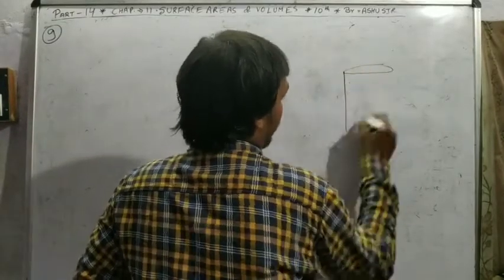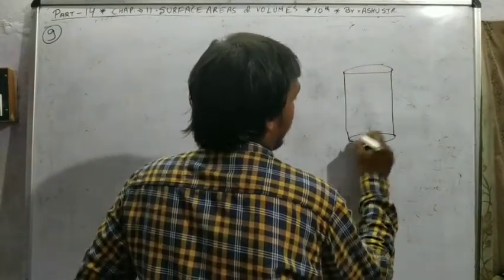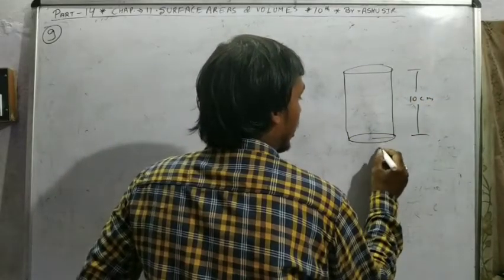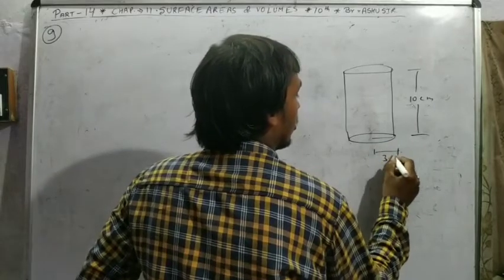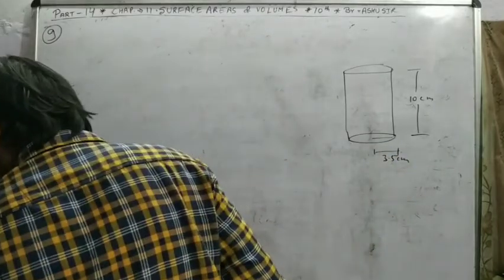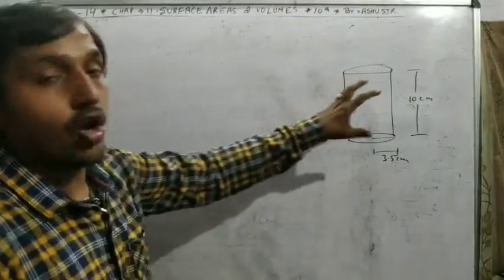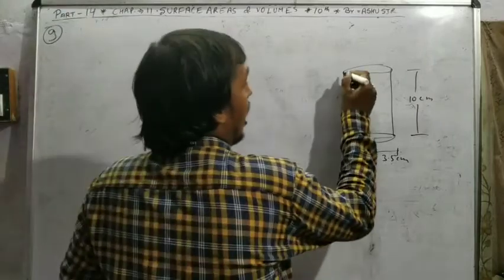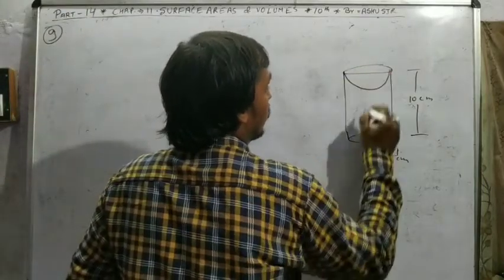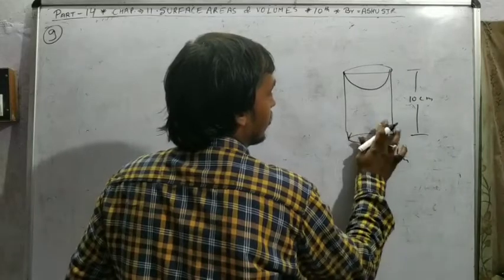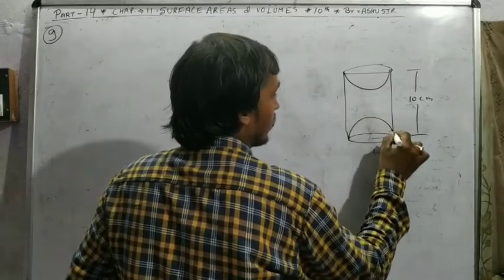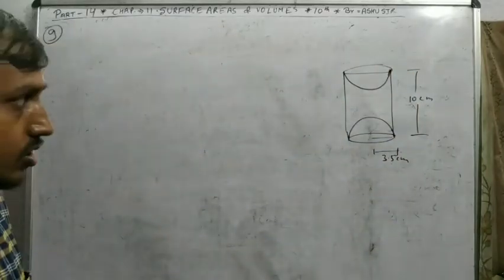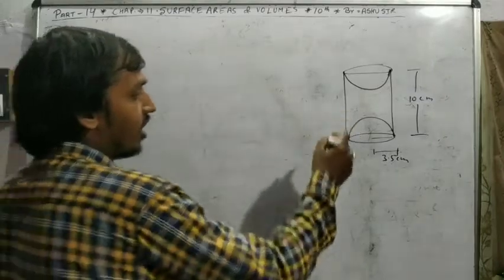This is a cylinder of height 10 cm, radius 3.5 cm. It's a solid cylinder, and from both ends, a hemisphere is removed. Drilled out from both ends. So you have to see the figure just like this.